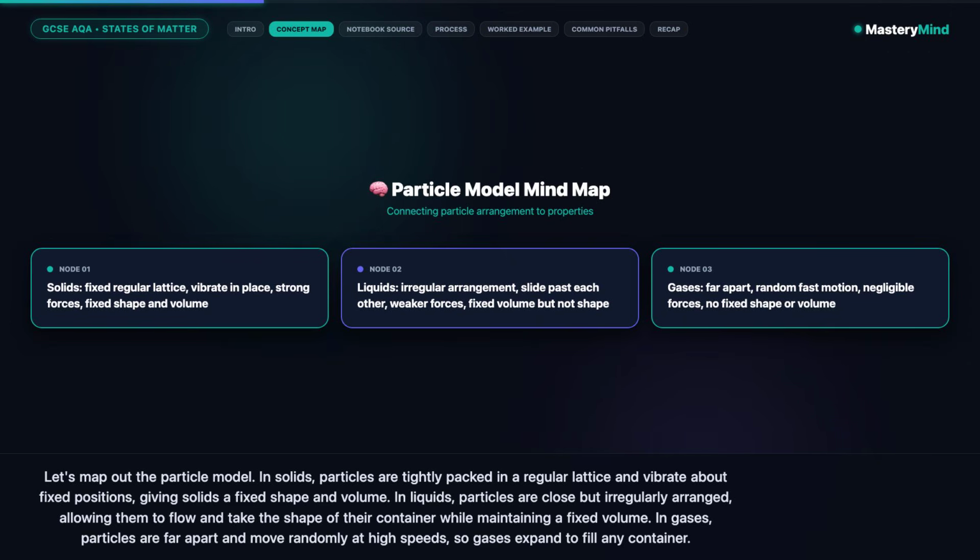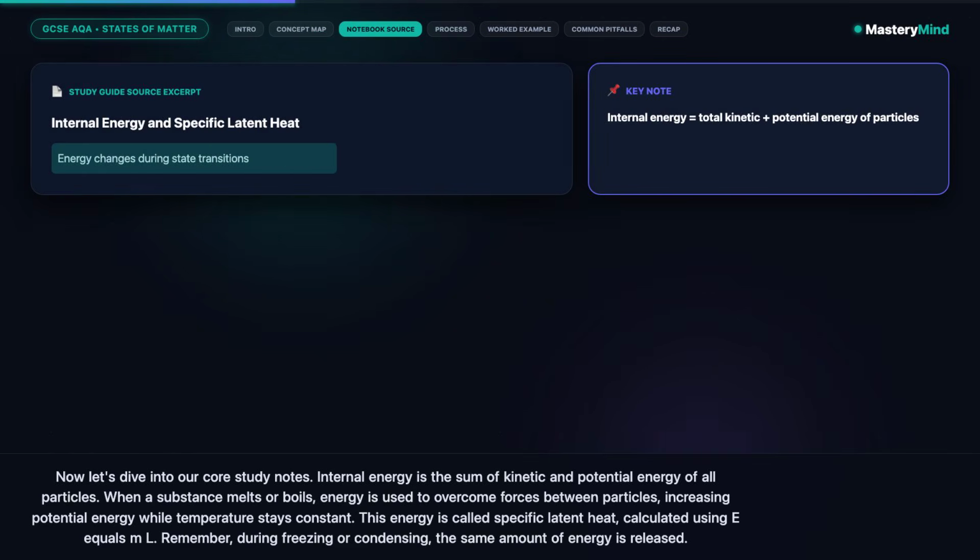Now let's dive into our core study notes. Internal energy is the sum of kinetic and potential energy of all particles. When a substance melts or boils, energy is used to overcome forces between particles, increasing potential energy while temperature stays constant. This energy is called specific latent heat, calculated using E equals mL. Remember, during freezing or condensing, the same amount of energy is released.